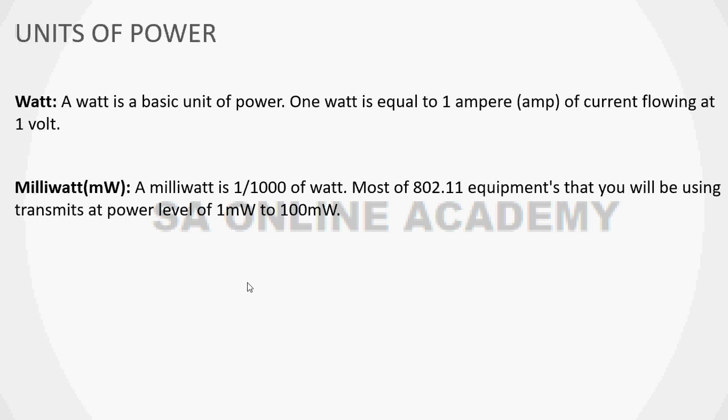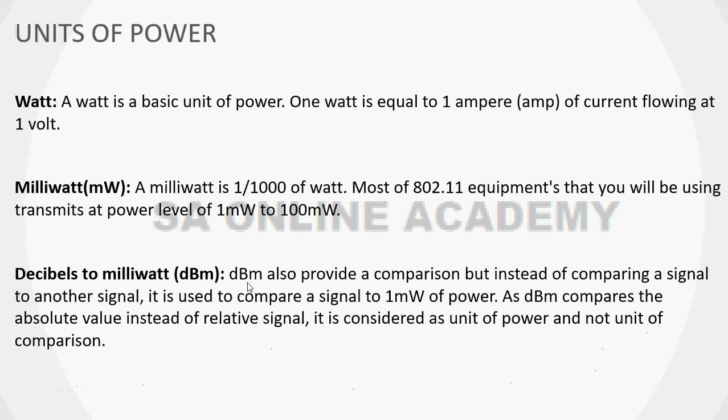So watt, then milliwatt is important, because all the major 802.11 equipment works on milliwatt only. The third one is decibels to milliwatt. We will discuss this after discussing our units of comparison, because this is something related to units of comparison. So first we will discuss units of comparison.